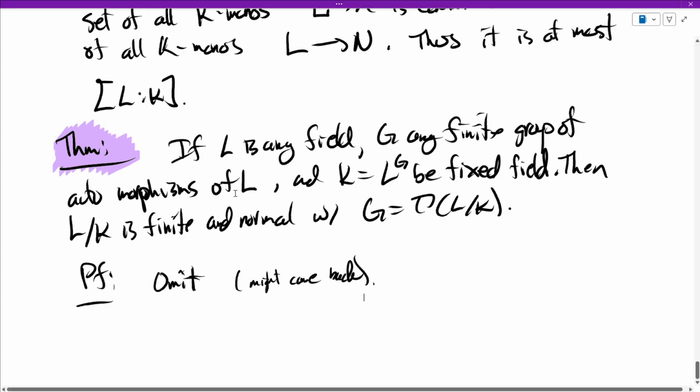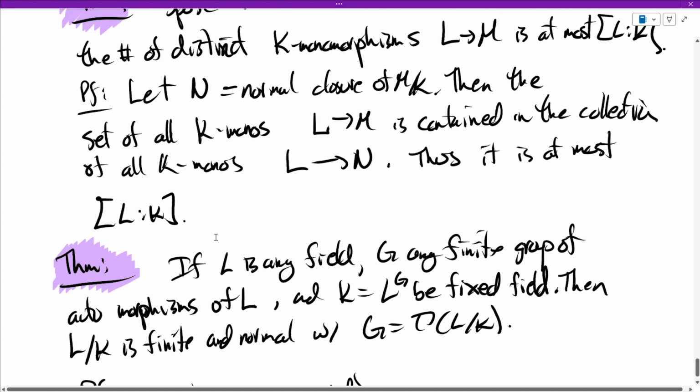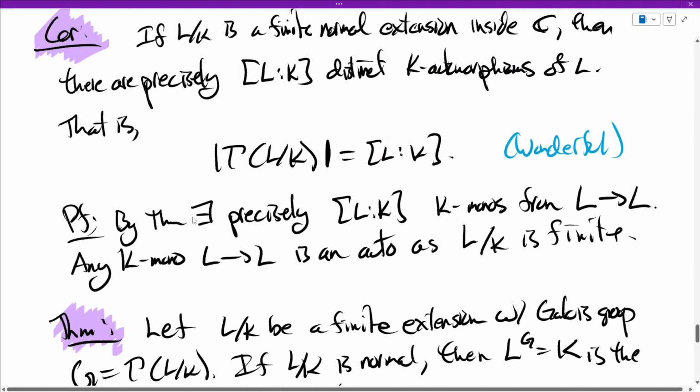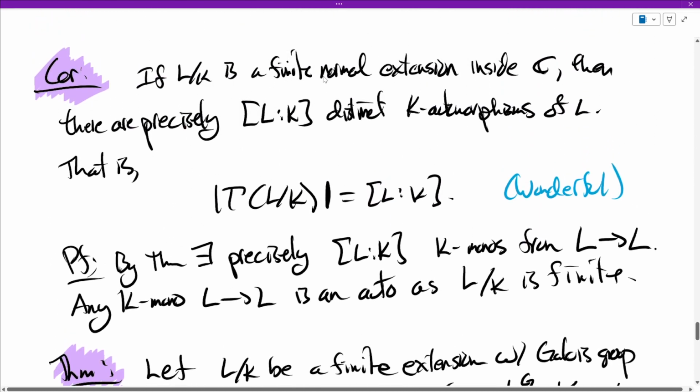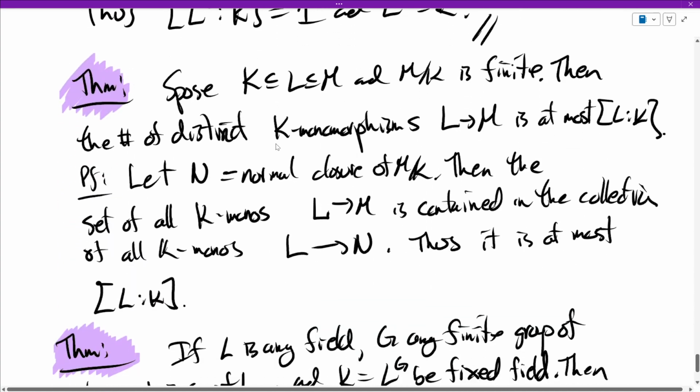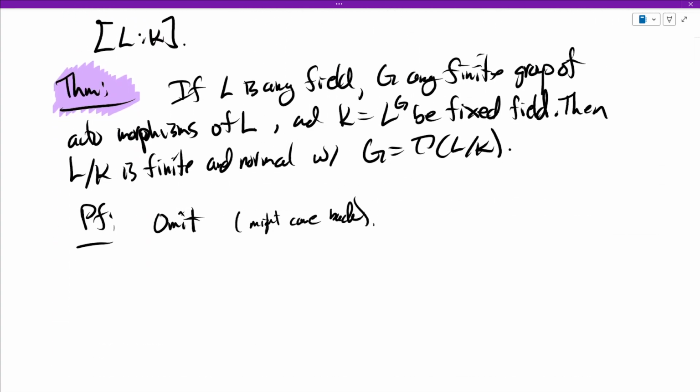Okay, so let me just say one more time what we've seen. When you have a finite normal extension, the degree of the extension is precisely the number of elements in the Galois group. Okay, if you take away anything from this chapter, please take away that. And that's it. So that's the end of chapter 11.